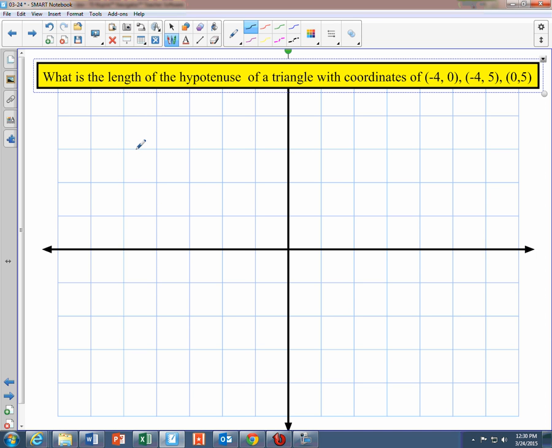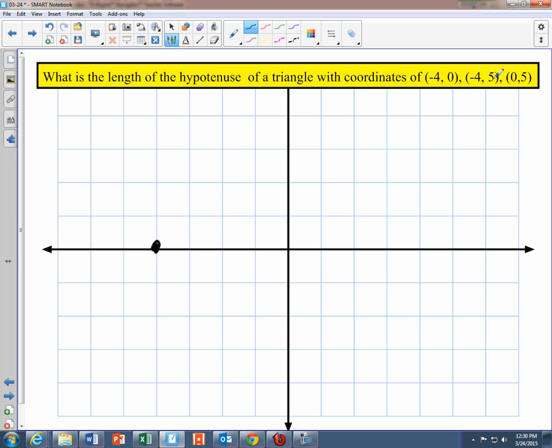This word problem, it isn't really a story problem, but it is a word problem. It says, what is the length of the hypotenuse of a triangle that has the coordinates -4, 0, -4, 5, and 0, 5. Now again, like I said, you just need to draw a picture first. So let's just take a look. I have -4, 0. So that's left 4, 1, 2, 3, 4, and up 0, which means I don't go up anything at all. So -4, 0 is right there.